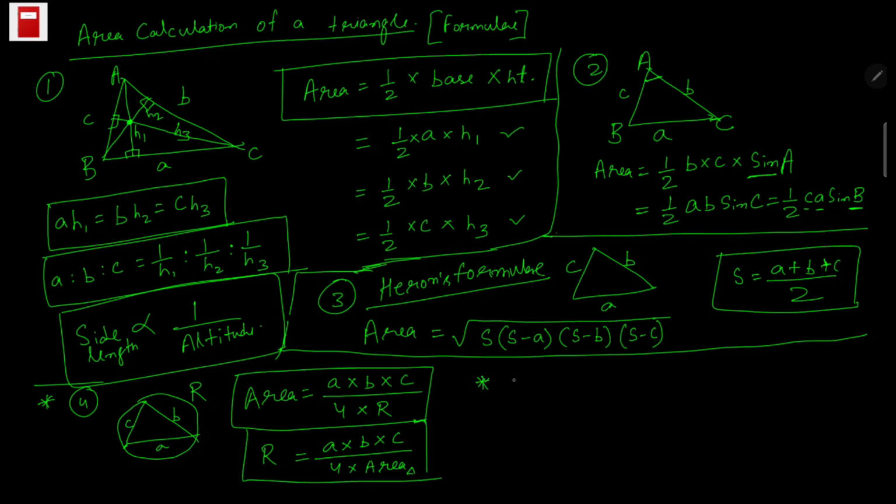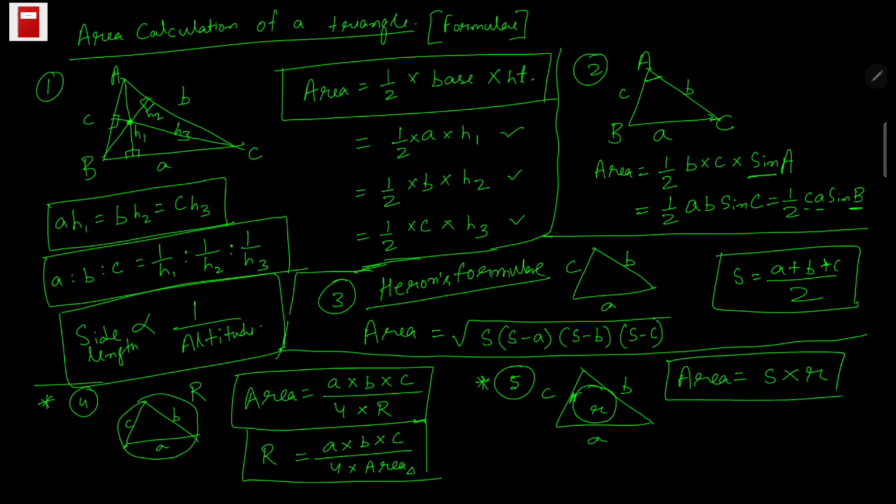Similarly, fifth one, and that is if I have a triangle and if there is an incircle in the triangle, and suppose the sides are A, B, C, and the radius of incircle is r, then area of triangle can be calculated as semi-perimeter into inradius. Now using this, actually we can calculate the inradius, and that is inradius of any triangle is equal to area of that triangle divided by semi-perimeter, right? So just keep this in mind.